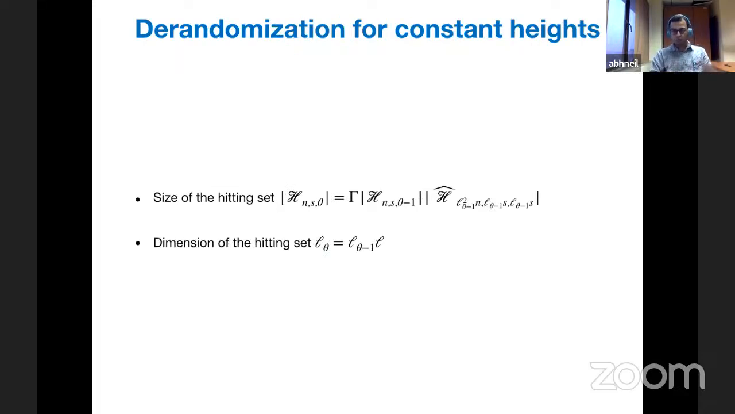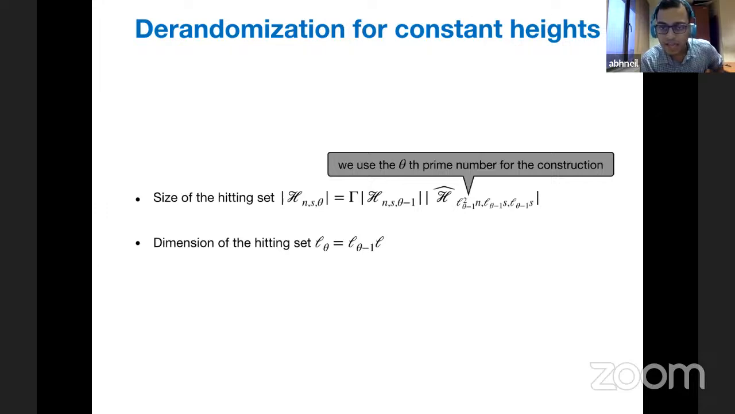Using that, let us just try to bound the size of the hitting set that we have. From the flowchart, notice that the hitting set of height theta is dependent on the hitting set of height theta minus 1 and on the base case, the basic building block with parameters L theta minus 1 square n many variables, L theta minus 1 into s size, and L theta minus 1 into s degree. And gamma, I didn't tell you the details of the reduction, but because of the reduction that gamma factor comes. It is only polynomially bounded in n and s, so we can ignore that part. And the final dimension is only dependent on this L.